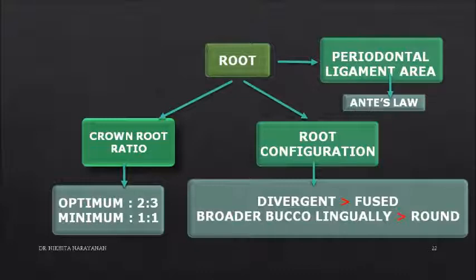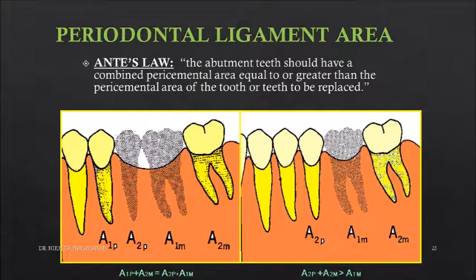So this is described in terms of Ante's law. Ante's law states that the abutment teeth should have a combined pericemental area equal to or greater than the pericemental area of the tooth or teeth to be replaced. Pericemental area is nothing but the periodontal ligament area or the root surface area.